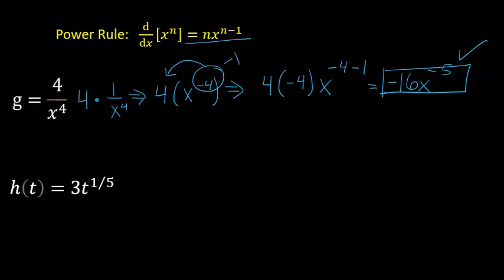Let's move on to the next one. This one's kind of tricky. I have 1/5 as my nth degree, as my exponent. Oof, that's hard. What do I do? Okay, well, let's move it over to the front, and then we'll subtract it by 1. That looks kind of hard, but let's try it. So I have 3 times 1 over 5 t to the 1 over 5 minus 1.